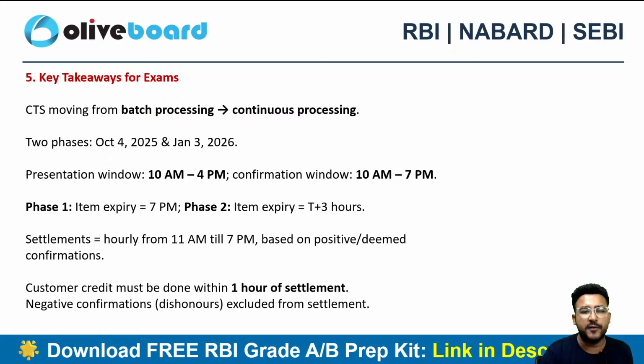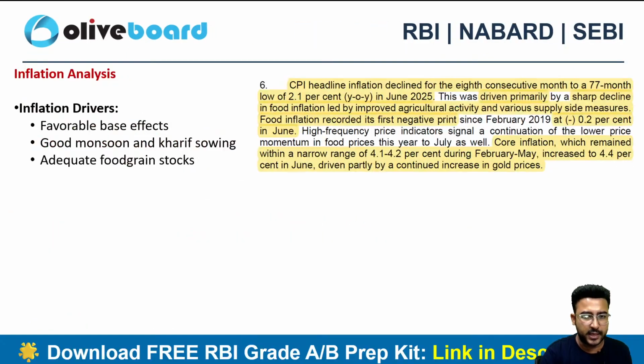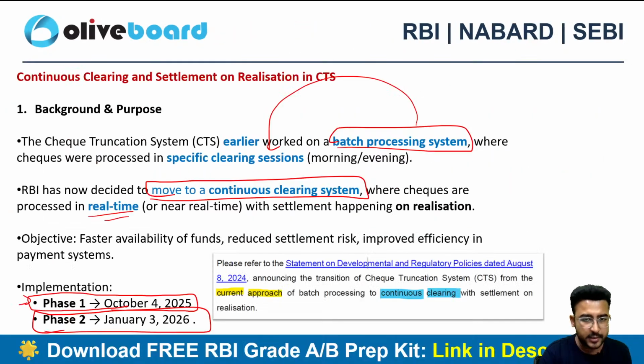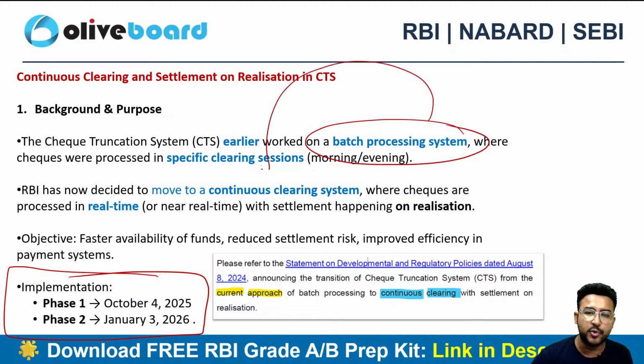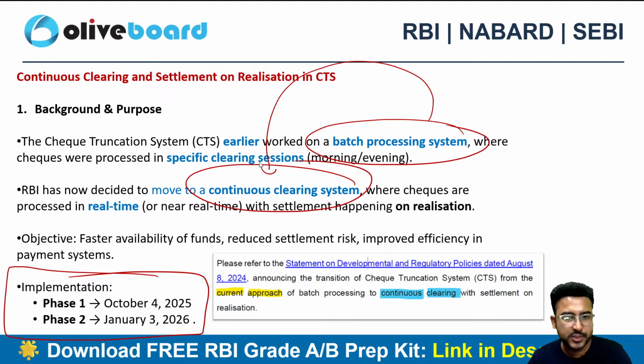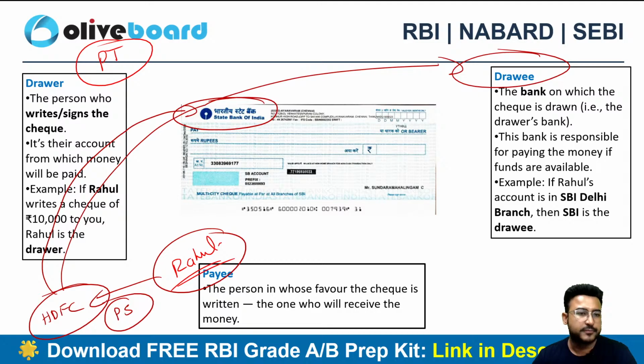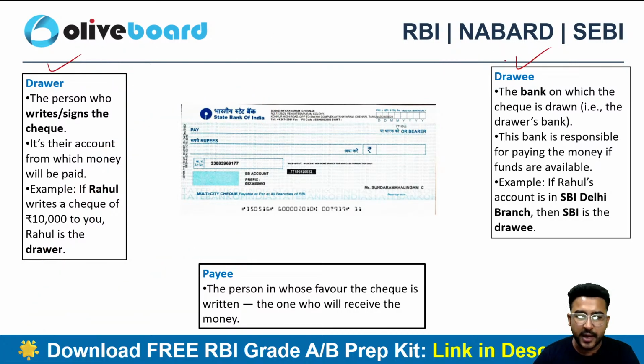What can be important for your examination? Let me just quickly tell you. This is a very crucial circular that you can't ignore. Please do remember the dates and the phases. We are transitioning from a batch processing system to a continuous clearing system. Please do remember this, right? Please understand very well the terms: what drawer is, what drawee is, what payee is. Okay, a basic understanding will also be fine.